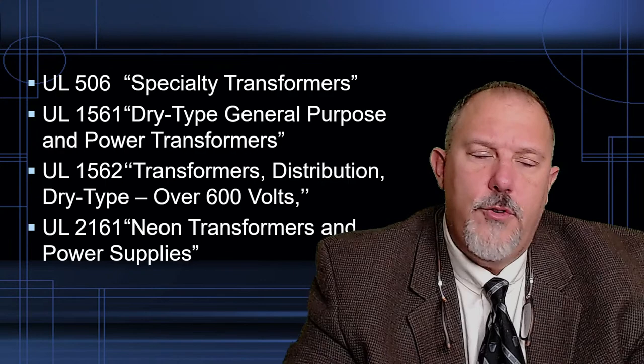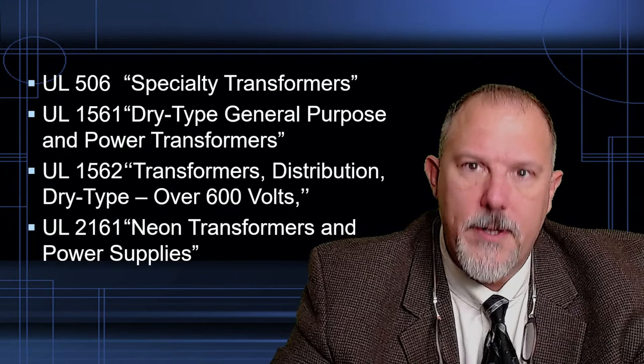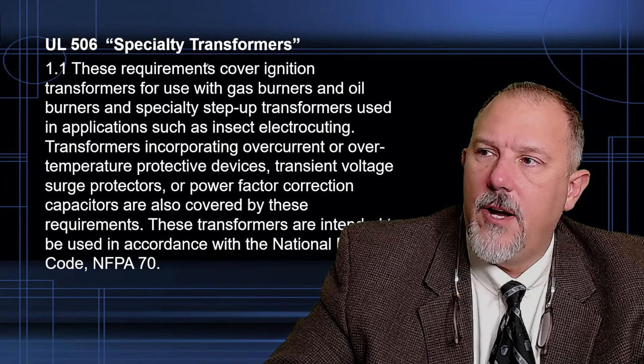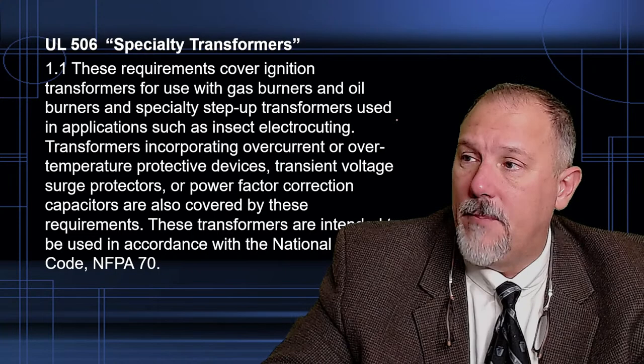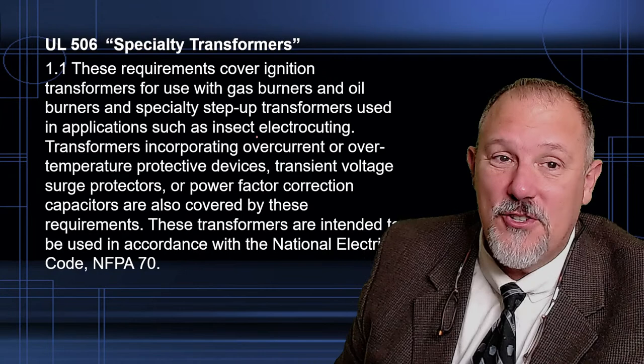You could have a small power supply. Here's a good one, your doorbell. There's a small transformer for your doorbell circuits to lower that voltage. So, UL 506 requirements cover ignition transformers for use with gas burners and oil burners, and specialty step-up transformers used in applications such as insect electrocuting. Oh, man. There you go. You can be the executioner of flies and moths and all this other good stuff.